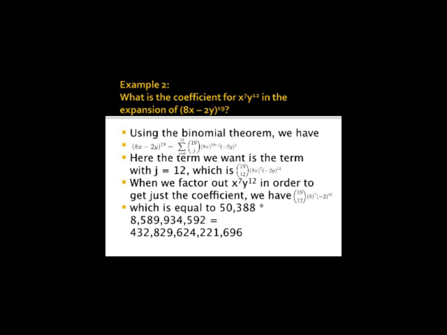When we factor out x^7 y^12, in order to get just the coefficient, we have 19 choose 12, times 8^7, times (-2)^12, which is equal to this large number.